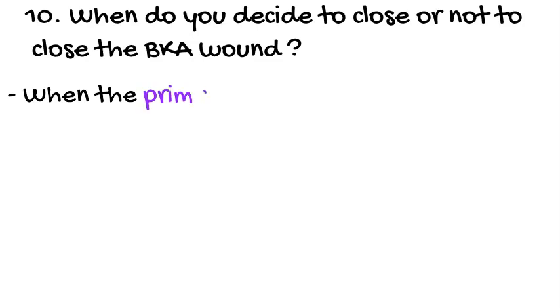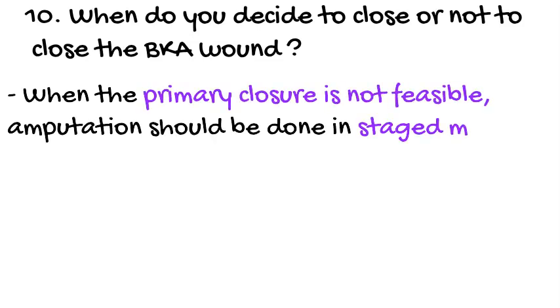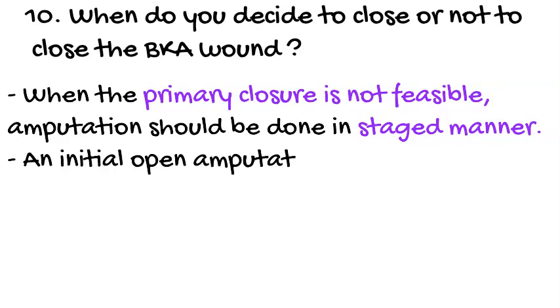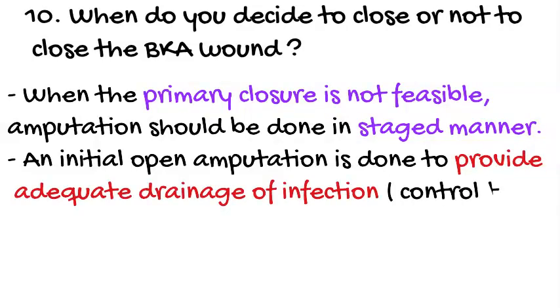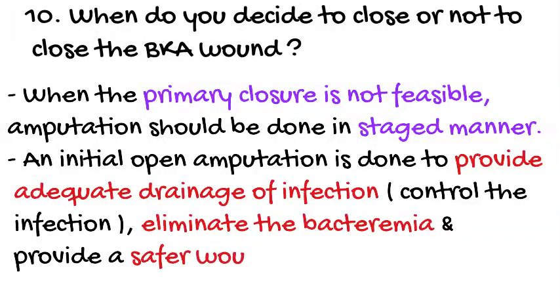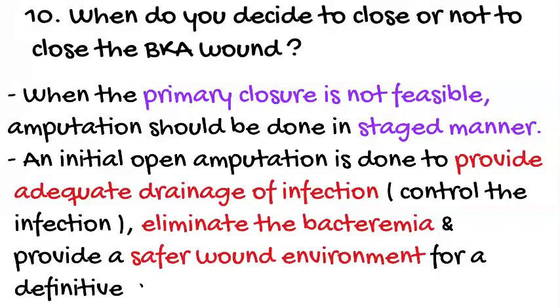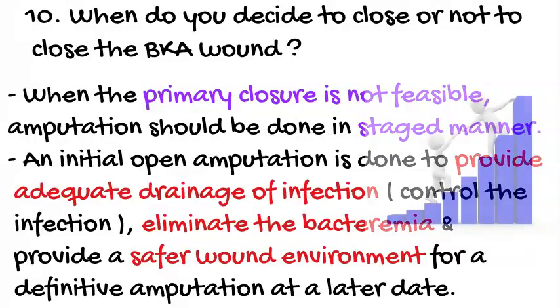Number 10. The choice between open versus closed below knee amputation wound. When do you decide to close or not to close the below knee amputation wound? When primary closure is not feasible, amputation should be done in a staged manner. An initial open amputation is done to provide adequate drainage of infection. Indirectly, this will control the infection, eliminate the bacteremia, and provide a safer wound environment for a definitive amputation at a later date.